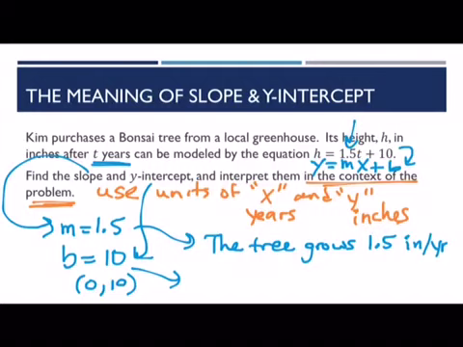Right? So she purchased this from a greenhouse. So what would 0 years mean? You could say that this is the height of the tree right when she purchases it. So it's like the initial height or the base height, the starting height when she purchases it. So the tree is 10 inches at time of purchase.